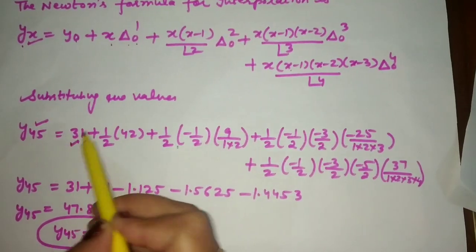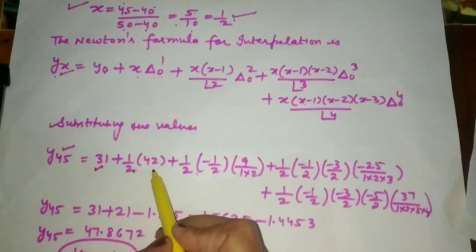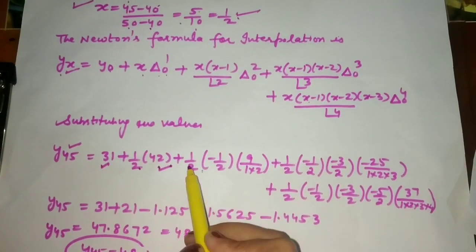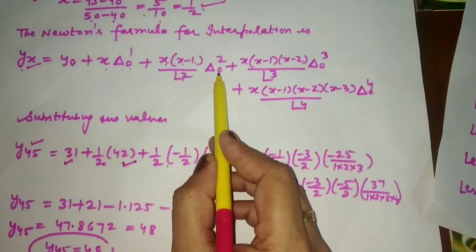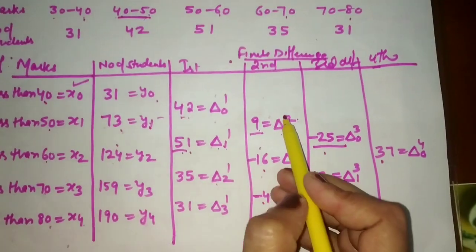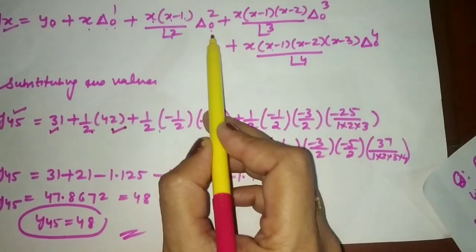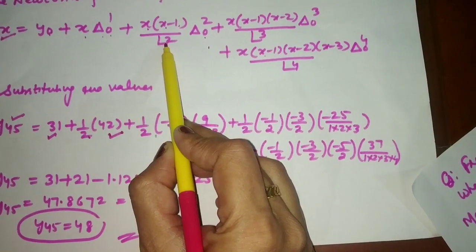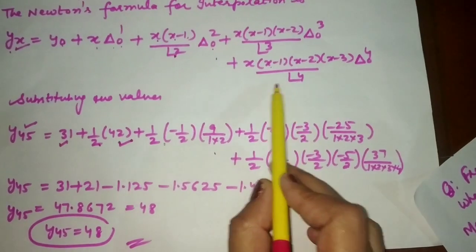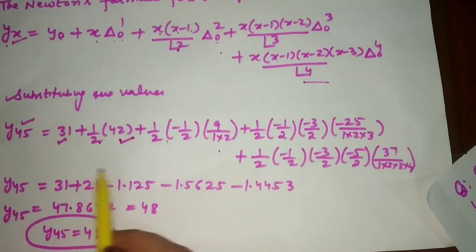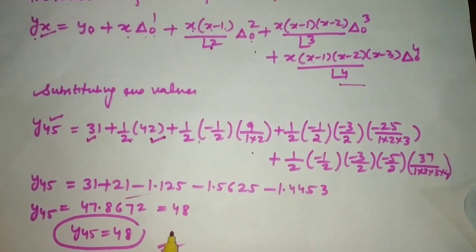y0 is 31, and x, as I have already calculated, is 1 by 2. So 1 by 2 into delta 0 raised to power 1, which is 42, from the table I formulated previously. Then 1 by 2 into (1 by 2 minus 1) over 2 factorial, times delta 0 raised to power 2, which is 9, so 9 over 2 factorial, and 2 factorial is 1 into 2. I have substituted all these values in this equation. After simplification, I am getting y45 is equal to 48.